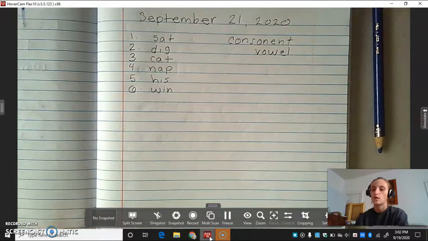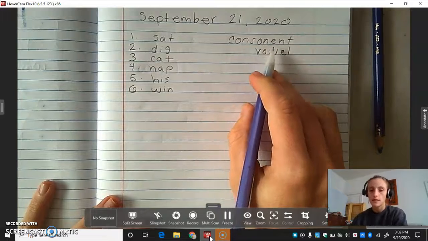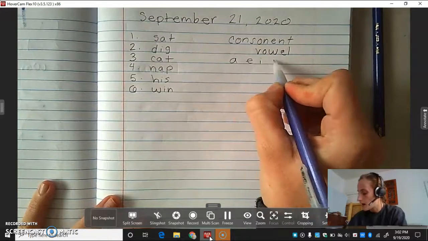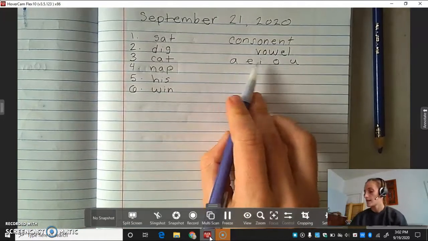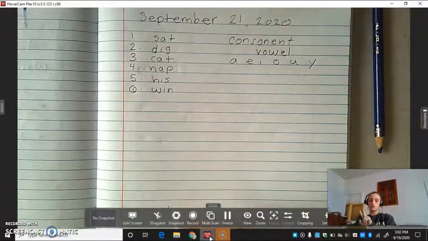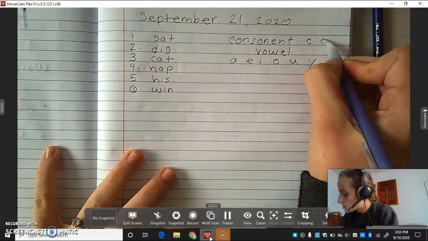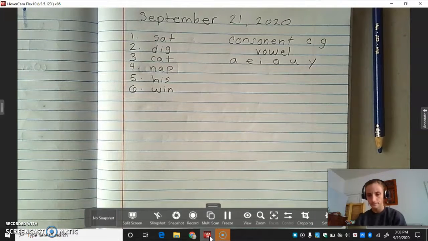Vowels are very special letters because vowels have 2 sounds. Our vowels, you don't have to write this down, I'm just showing. Our vowels are A, E, I, O, and U. All of our vowels, A, E, I, O, and U, sometimes Y, have 2 sounds. The consonant C and the consonant G also can have 2 sounds.